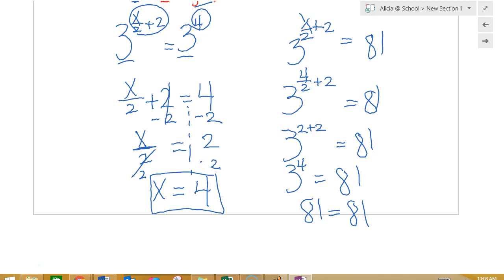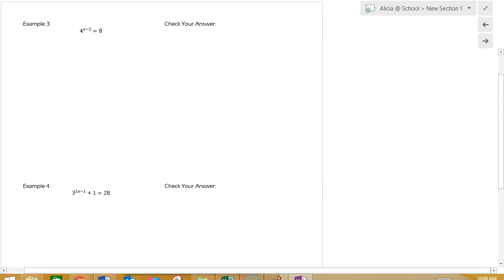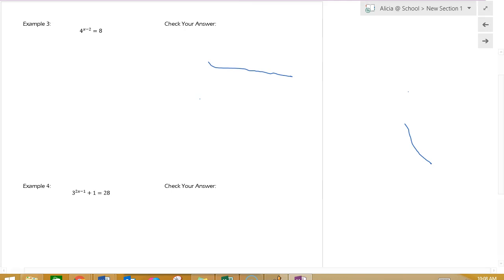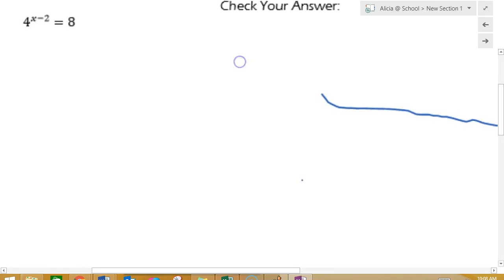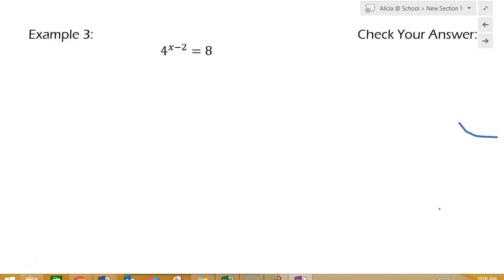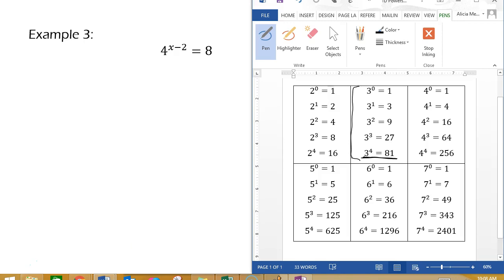So looking at example 3, I have 4 to the x minus 2 power set equal to 8. Sometimes we have to change both sides of our equation because we need to find those like bases. So I'm looking at 4 and 8. And if I look at my powers cheat sheet, well, I see 4 right here. First instinct was, let me check my 4s. But I never see an 8. I see this 4, but then it already jumps to 16.